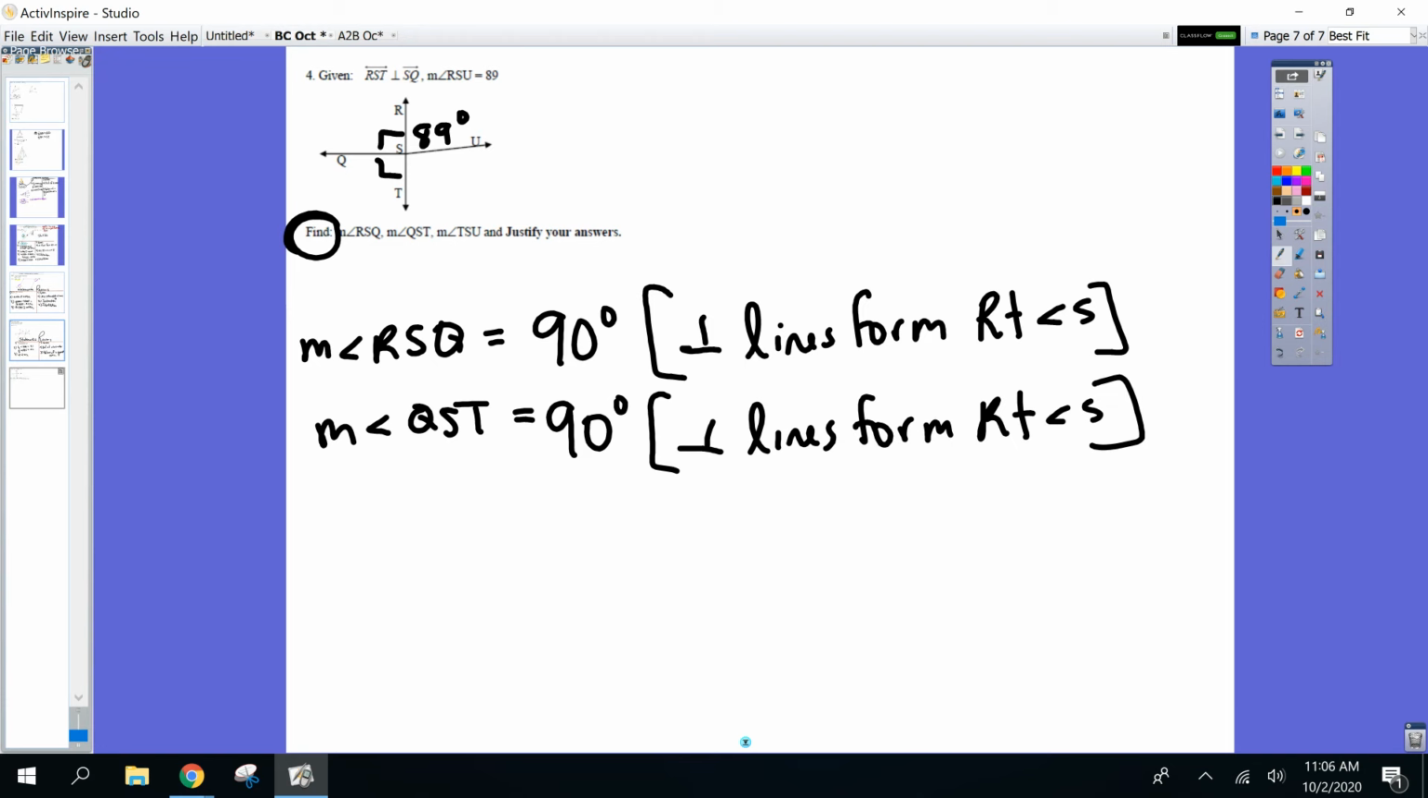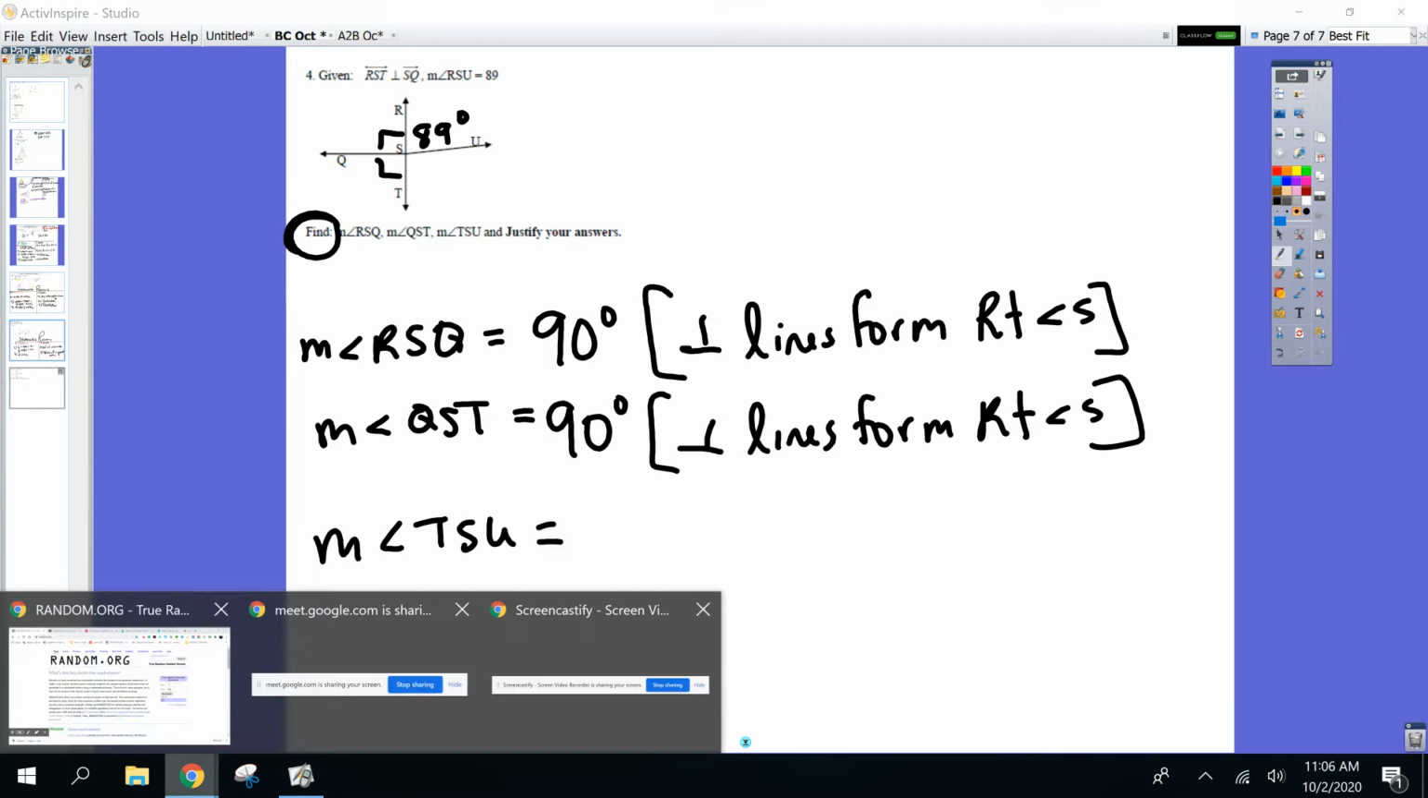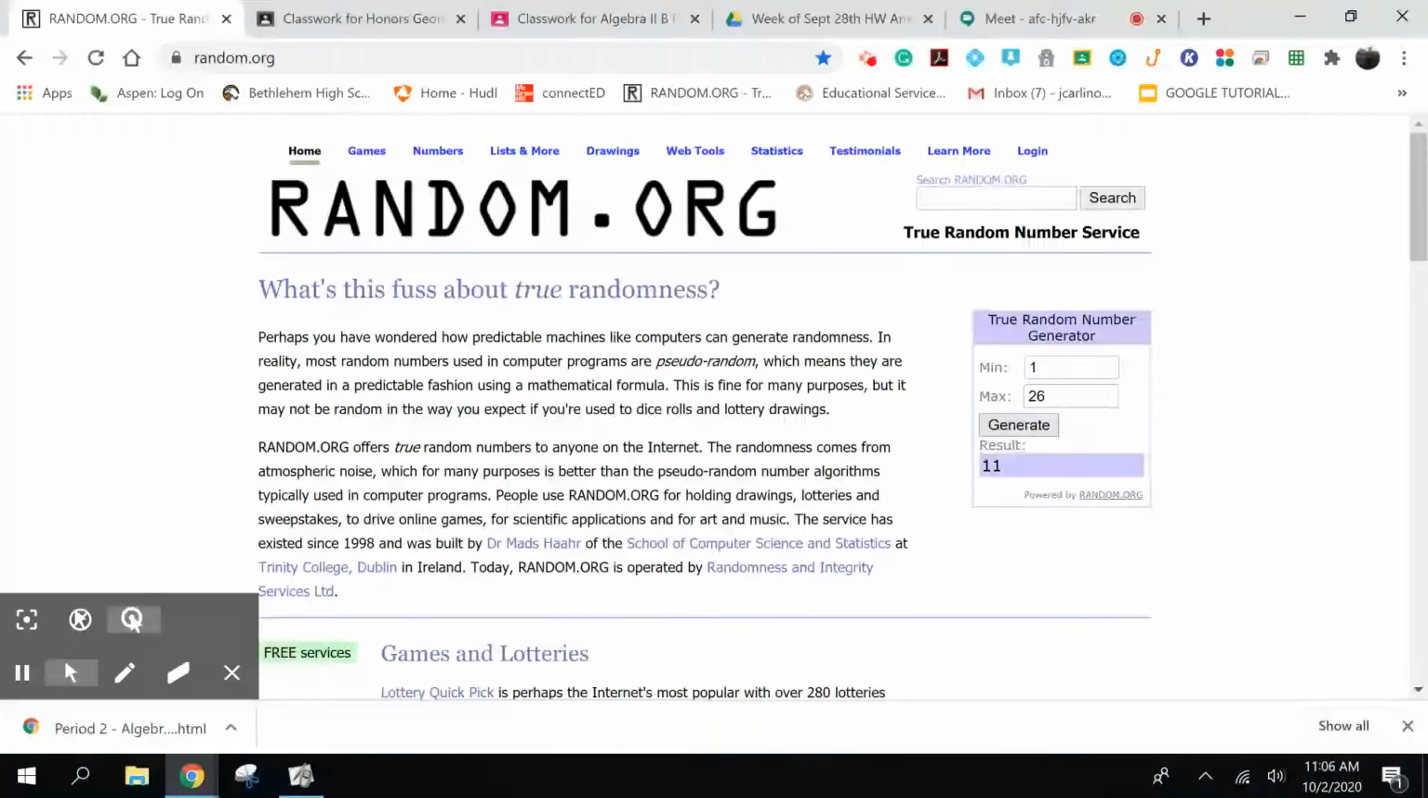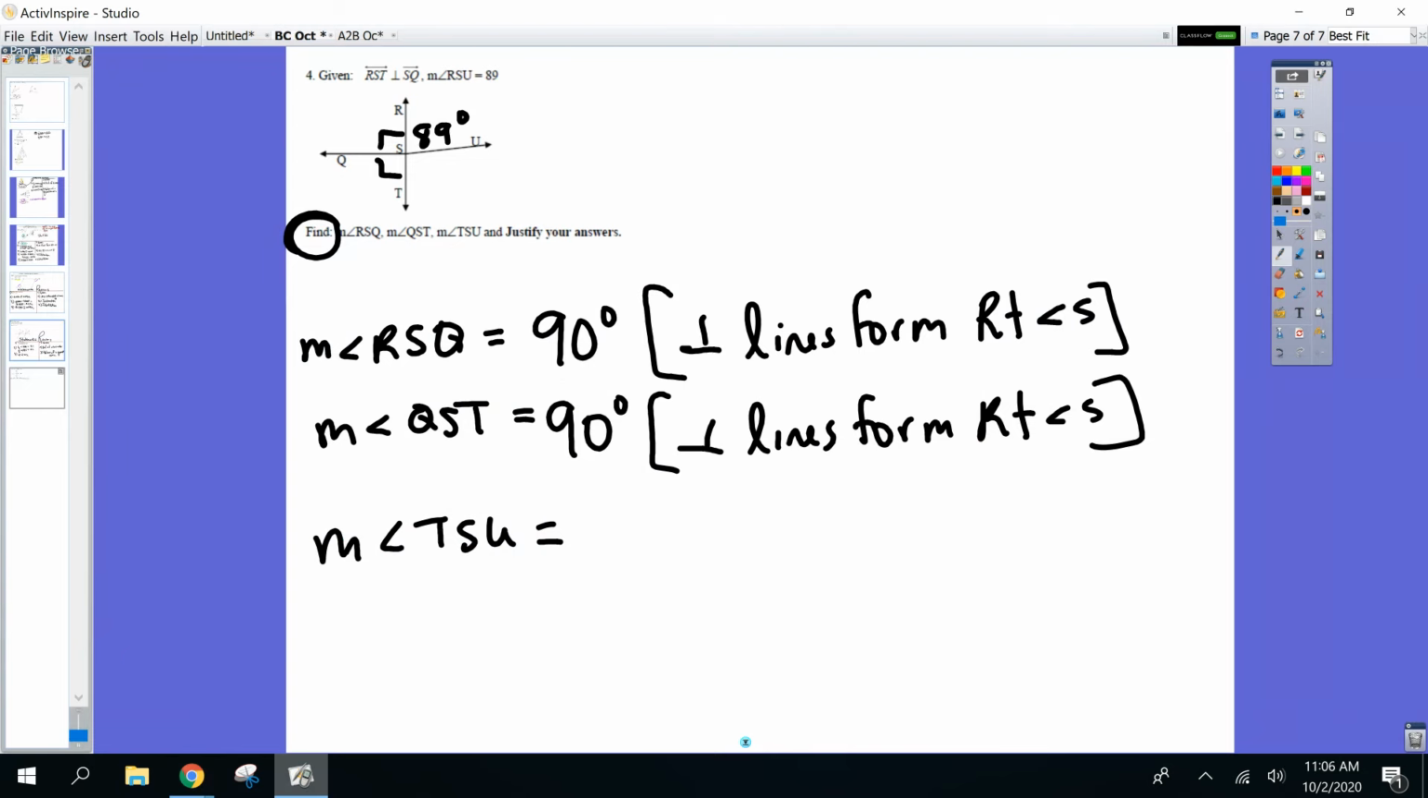Last one of the day here, TSU. Anthony, TSU. 91 degrees. Whoa, big dog, 91. Back yourself up, Anthony. Why 91? Because angle RSU and TSU are supplementary. Okay, that's fine with me.